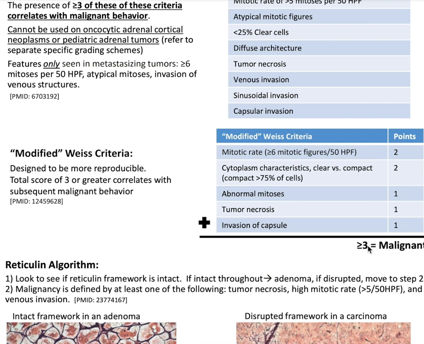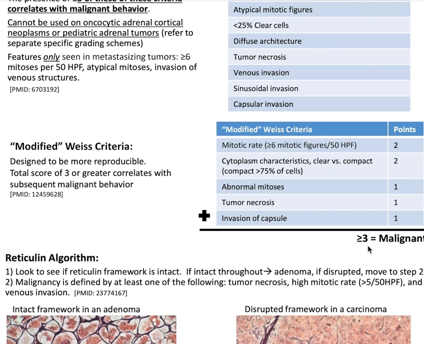Cytoplasm characteristics, clear versus compact, where compact, if it's greater than 75% of the cells, is 2 points. Abnormal mitoses is 1 point. Tumor necrosis is 1 point. And invasion of capsule is 1 point. And greater than or equal to 3 correlates with malignant behavior.